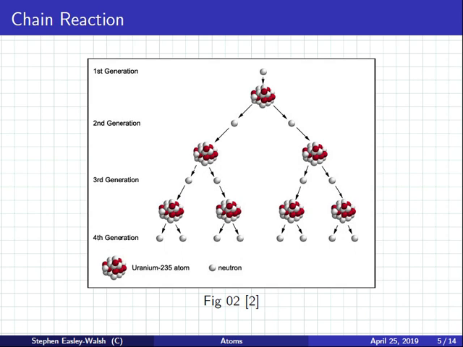Generation depends on the neutron. Look how beautiful that is. So it must be uranium? It can be any uranium, plutonium. Anything unstable.